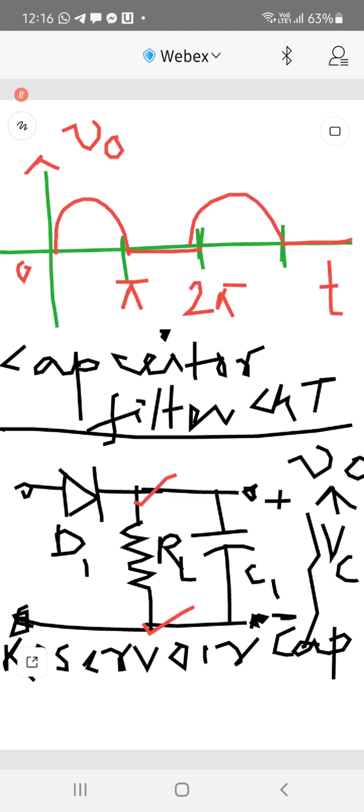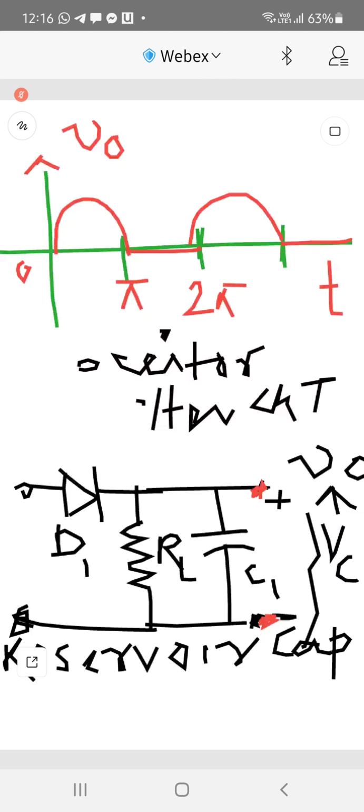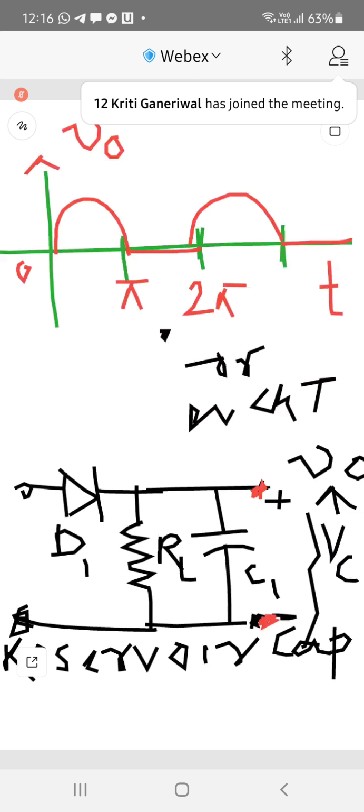But now, when you have the capacitor, you are not measuring across R. You are measuring it across the terminals of the capacitor. I'm marking in red for you. So you are measuring the output across these two terminals of the capacitor. Clear, students? Is it clear? I will rub the heading capacitor filter circuit. I will just erase this part for some other points to be written.